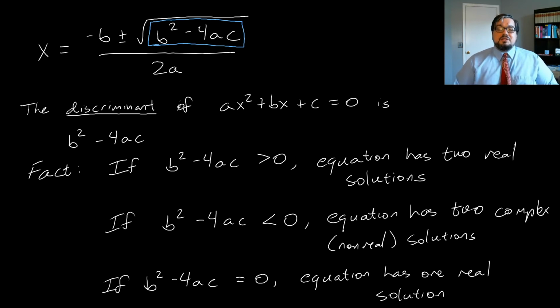So we can use the discriminant to look at an equation and know ahead of time whether it's going to have two real solutions, two complex solutions, or one real solution. In particular, also, this means that these are the only possible types of solution sets for a quadratic equation, because the discriminant will always be either positive, negative, or 0.